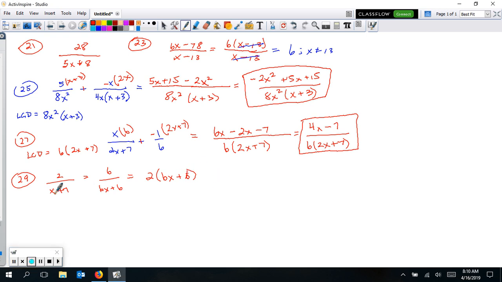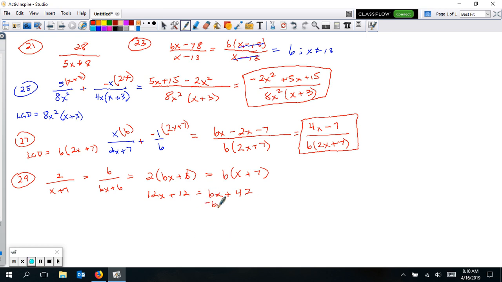So we got now 6 times the other one the other way, so equals 6 times this binomial. So distributive property on both of these, we're going to see that's going to be a 12x plus 12. And then this one's going to be 6x plus 42. And now it can be very easy to solve.